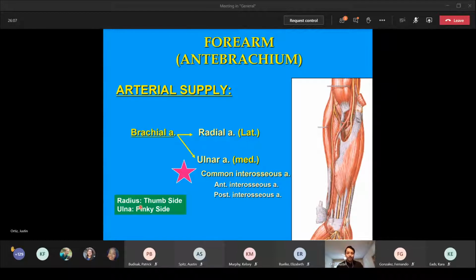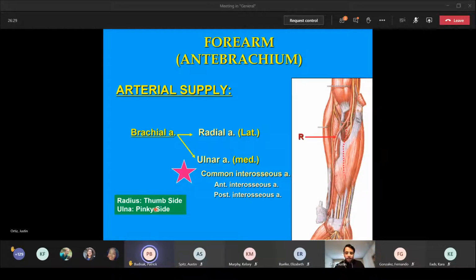And for the radius, also important to note, the radius is always on the thumb side. Ulnar is always going to be on your pinky side. Super important to remember that, because if you remember those simple things, then you'll never forget where the radius is, even when you pronate your hand, supinate it, put it in all different angles, because the radius is always going to be on your thumb side, while the ulna will always be on your pinky side.